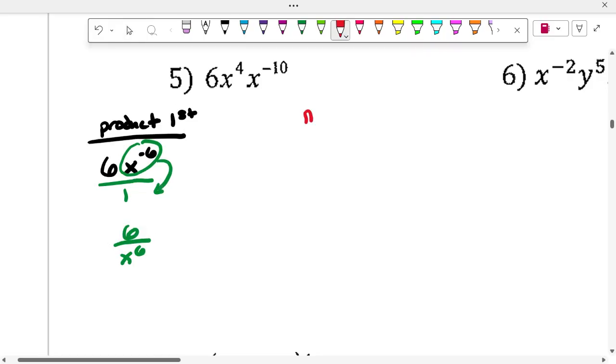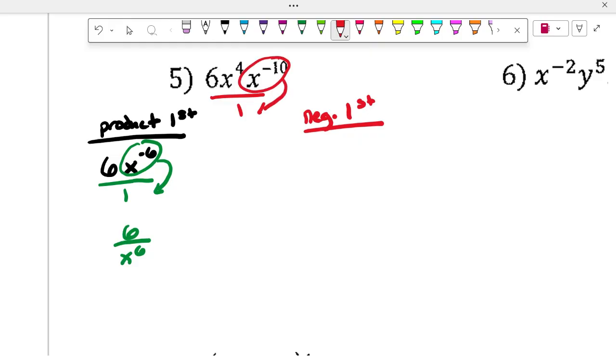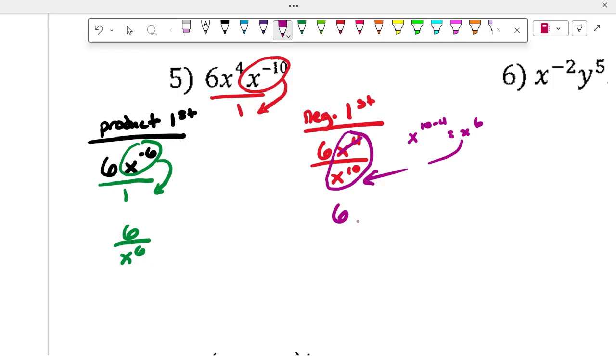Now, let's say on the flip side, I did the negative rule first. So in other words, I put this over 1 and I move that negative 10. This would be 6x to the 4th over x to the 10th. But then I run into what problem? You have to do a, what rule? Subtraction or quotient rule. All right. So if I do big minus small, that's x to the 10th minus 4, which is x to the 6th. Where's it going? On the bottom.